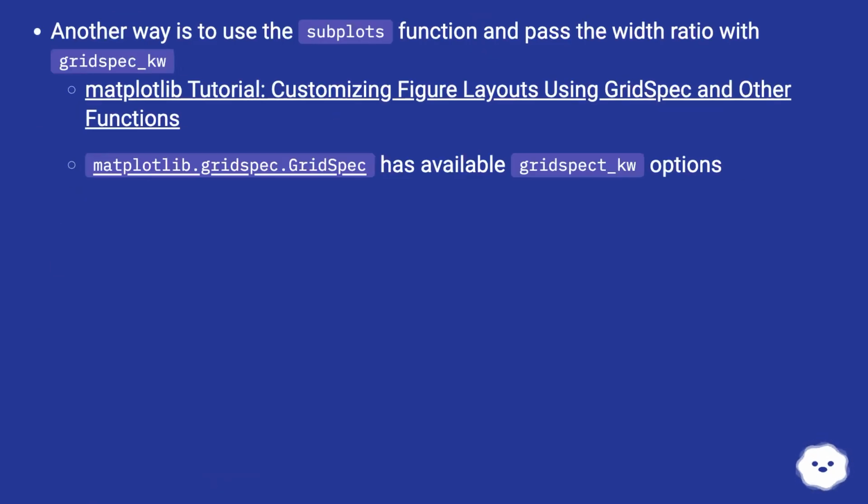Another way is to use the subplots function and pass the width ratio with gridspec_kw. Matplotlib tutorial, customizing figure layouts using gridspec and other functions. Matplotlib.gridspec.GridSpec has available gridspec_kw options.